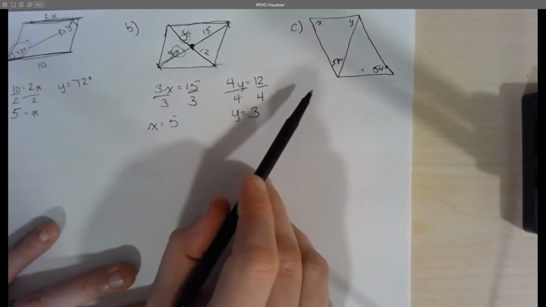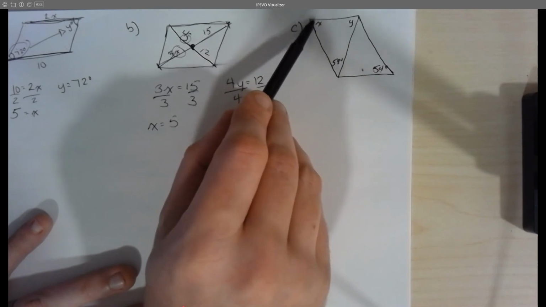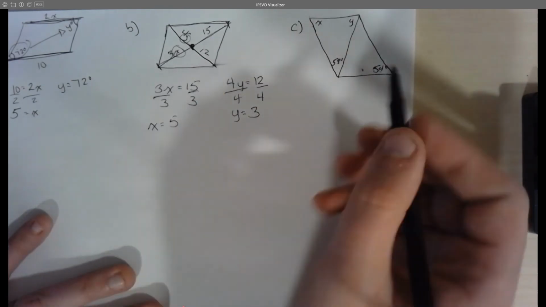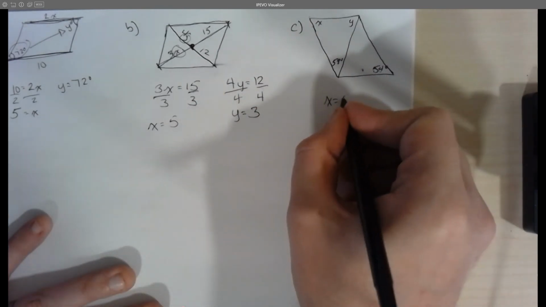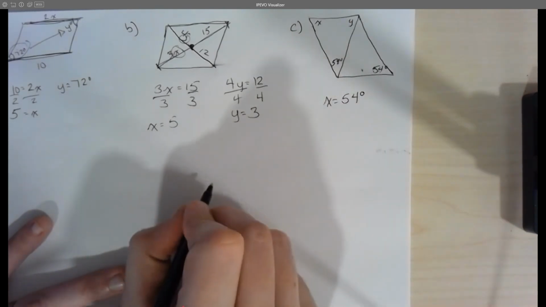So our x should be pretty easy. If this is 54, this is the opposite corner to that in our parallelogram. So x automatically has to be the same, or 54 degrees.